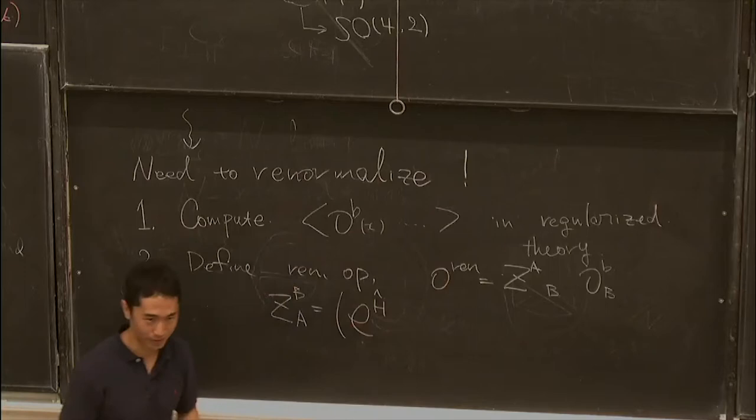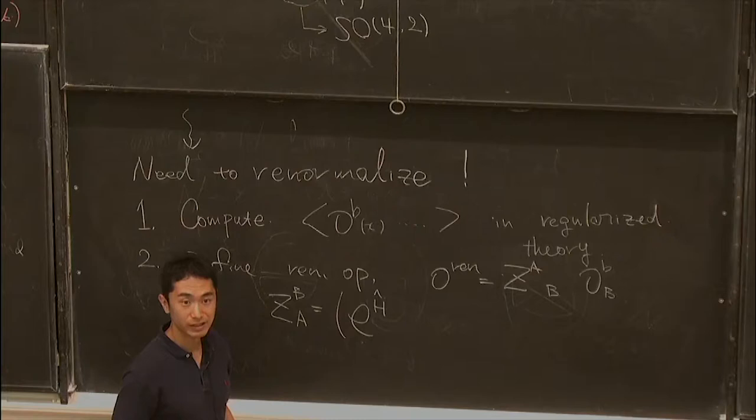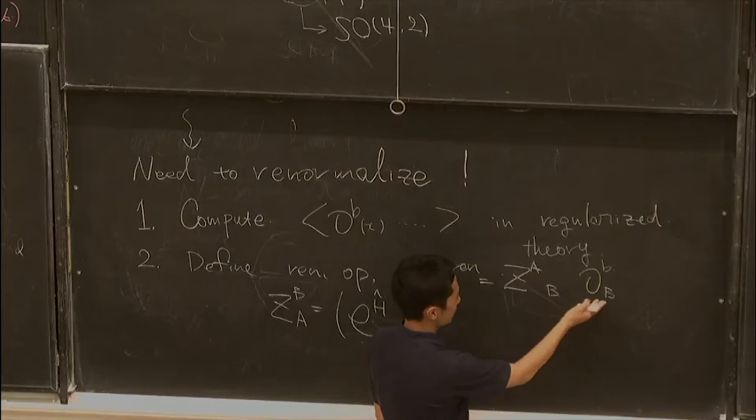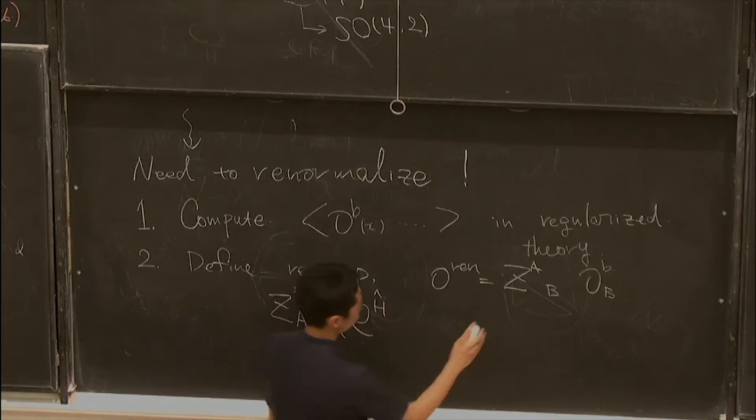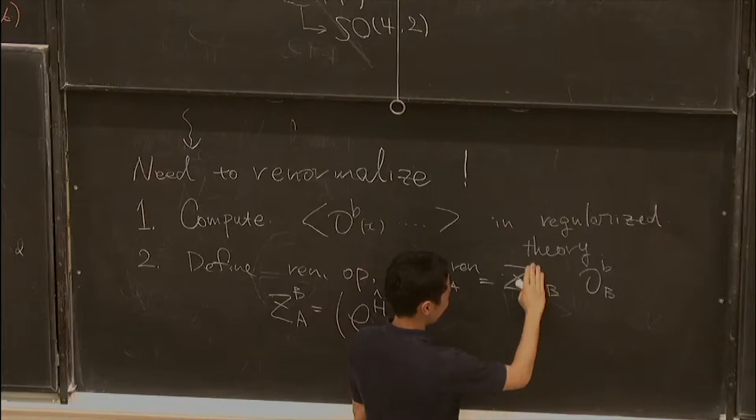Sorry? Okay, so A and B are labels for different operators, because in the process of multiplicative renormalization, different operators can mix. A on one side, but not on the other side. Ah, okay, yeah. Let's do this way.